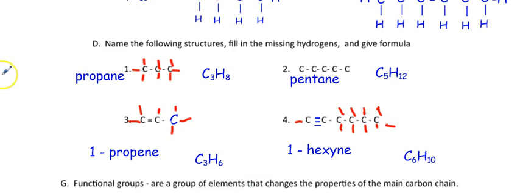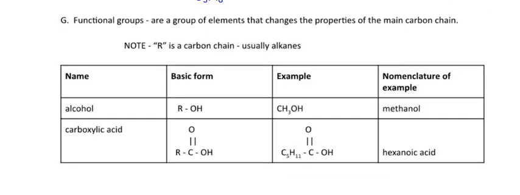Okay. So let's talk about functional groups real quick. A functional group is a group of elements that will change the properties of the main carbon chain. So a functional group will have oxygens in it, will have nitrogens in it, maybe a sulfur in it, and so they will definitely change the properties. Like what? It's going to change their boiling points. It's going to change their attractions. It's going to change their ability to dissolve in water, that kind of stuff. They're called intermolecular attractions.